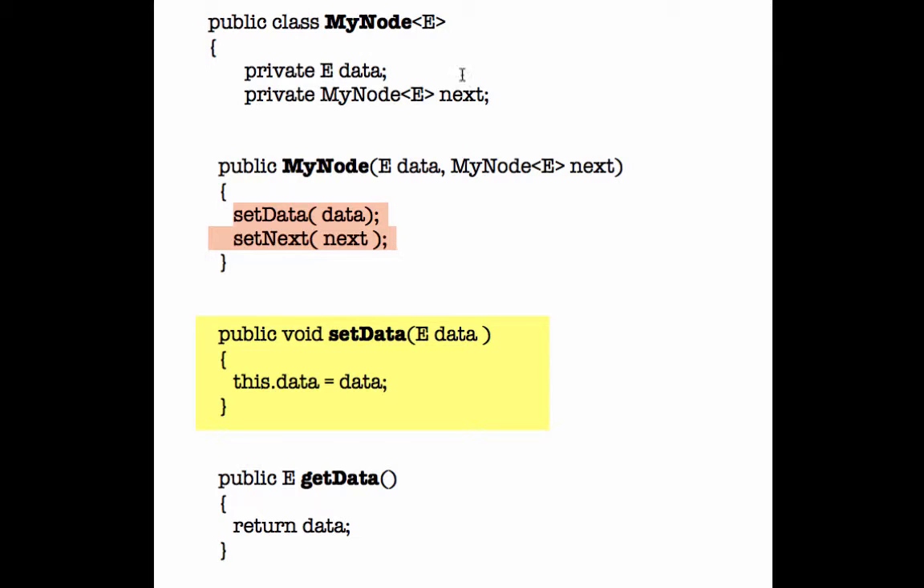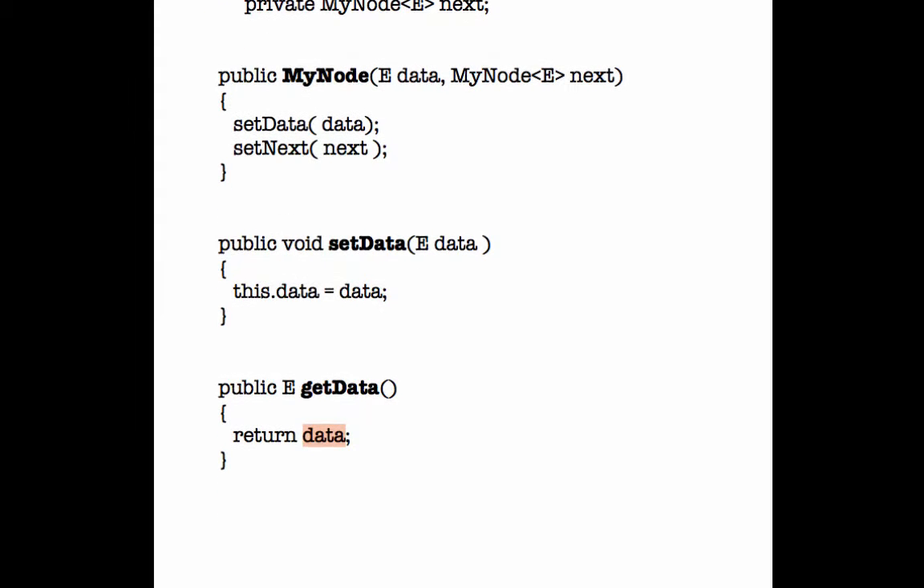So what is setData? SetData is what we call a mutator. It's something that produces a change. In this case, it's going to change the value of the field that we call data, and it takes a parameter, which is an object. Remember E is a placeholder for any object, and then we initialize data to that parameter. getData is the corresponding accessor for the field data. This allows us to retrieve the value of the data, so it's going to return an object. So it's a very simple method. All it does is return the data.